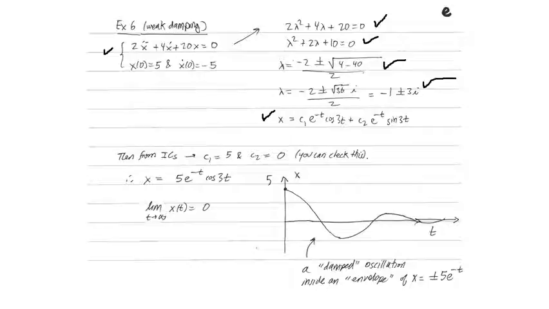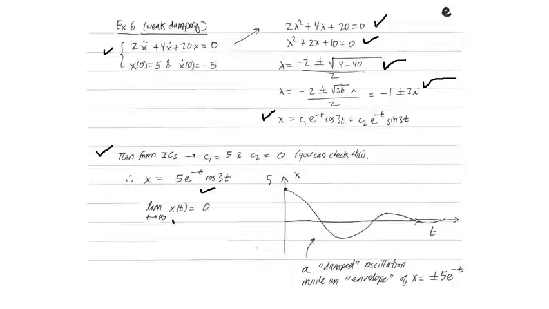Again, I'm omitting the details of finding C1 and C2. You know how to do that at this point, so you can check that work on your own if you feel like it. C1 turns out to be 5, C2 turns out to be 0 based on the given initial conditions. So that ends up being the formula for your solution to the given initial value problem.